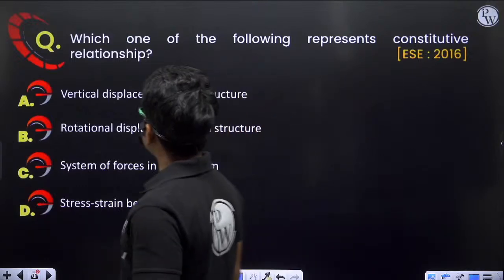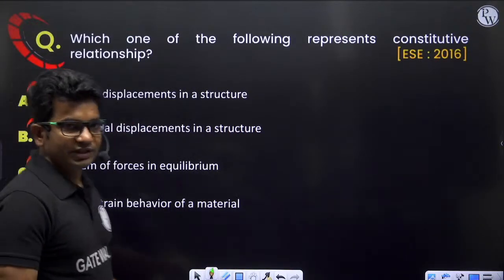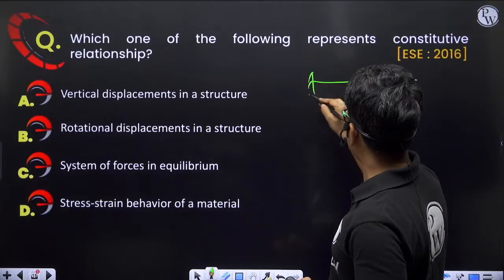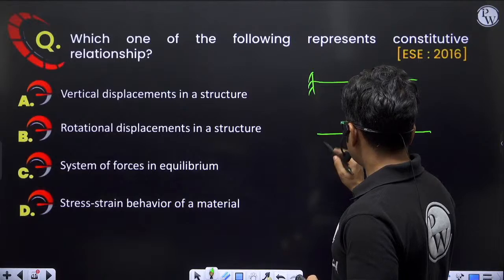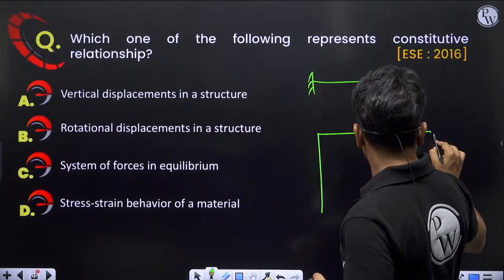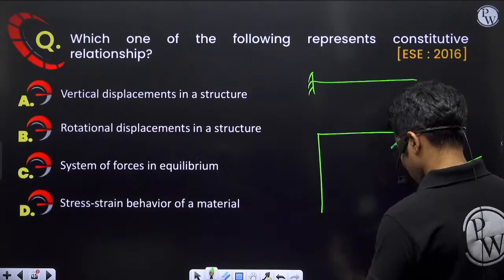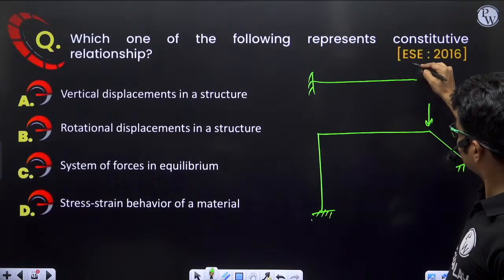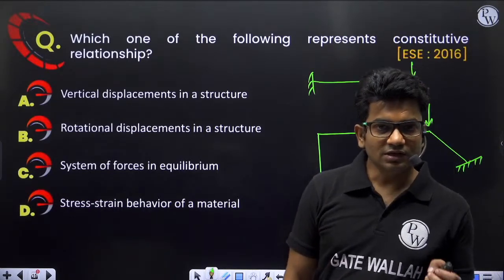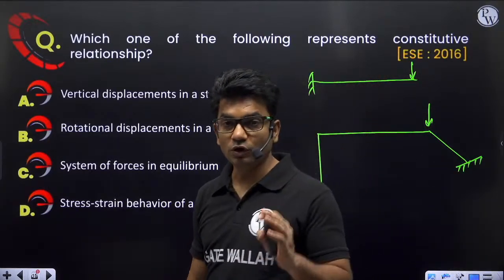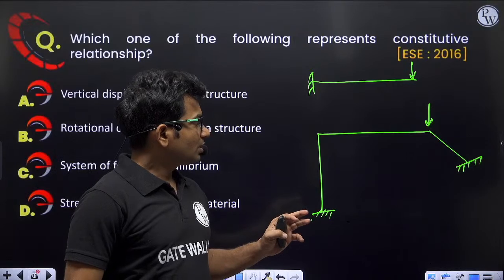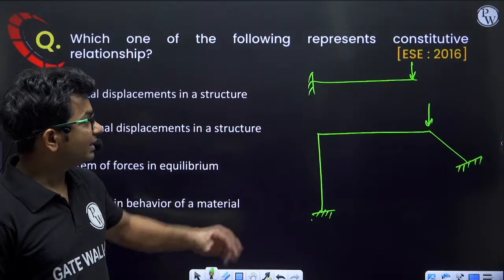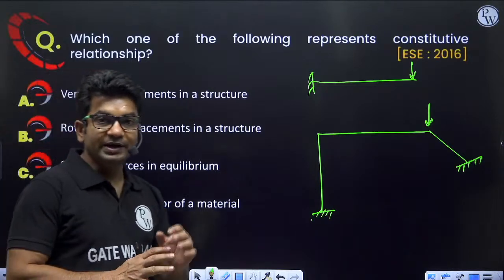Which one of the following represents a constitutive relationship? What is the meaning of constitutive relationship? Vertical displacements in a structure. What do we mean by vertical displacement? If there is a structure like this, and here load is applied, there is vertical displacement in the structure. Is it a function of the properties of the material? Yes, it will depend on properties of the material also, but it will depend on many other factors. So it is not depending only on the properties of the material.